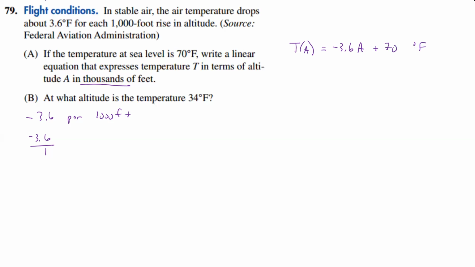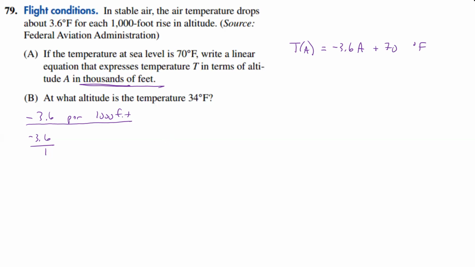So this one, they gave us the slope, and we just had to make sure we put it in the right format, because it's negative 3.6 per 1,000 feet, but they want it in thousands of feet, so it's negative 3.6 per one. And so that's our slope times A plus 70. Okay, so that's our first question.